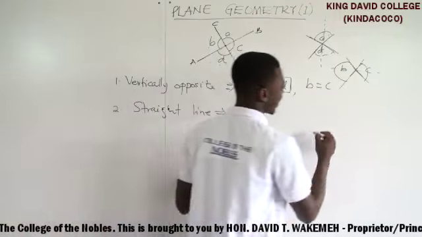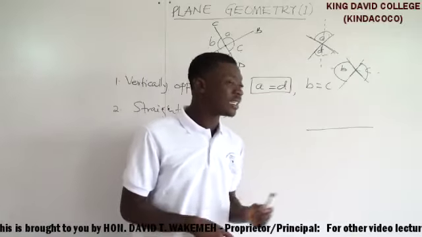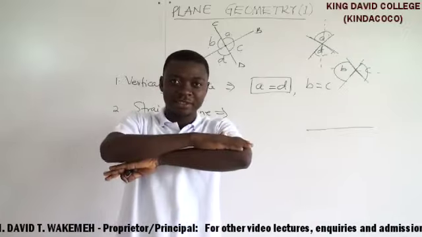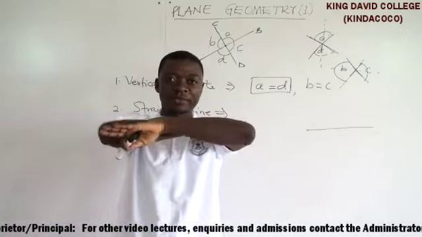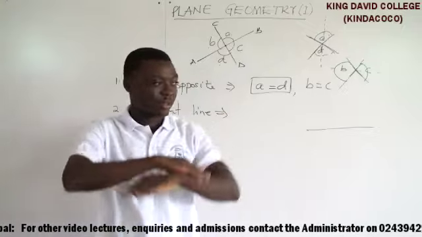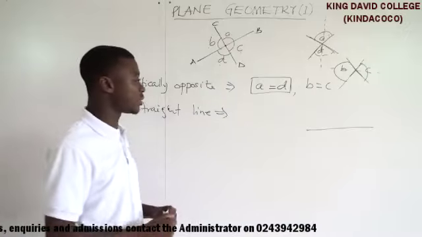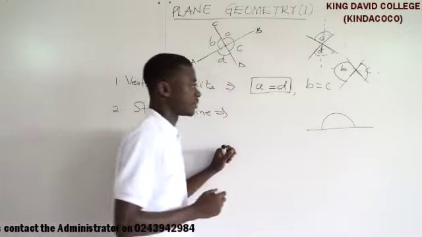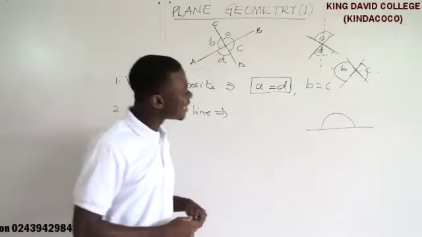Supposing we have a straight line like this. This is mainly like two angles on top of each other, but because of how they are placed, it's as if it's only one line. So when you have to get the angle that exists between the two, we are going to get the angle like this.